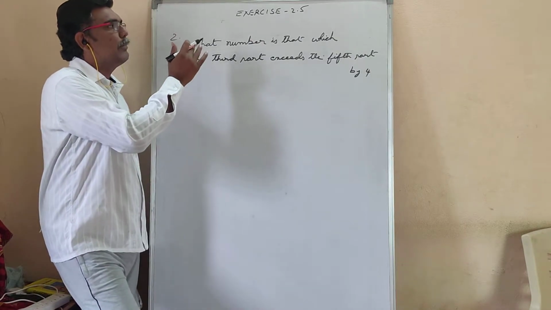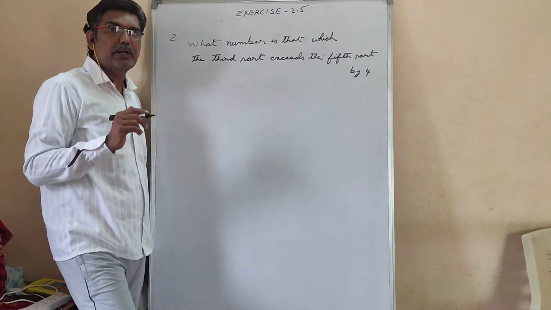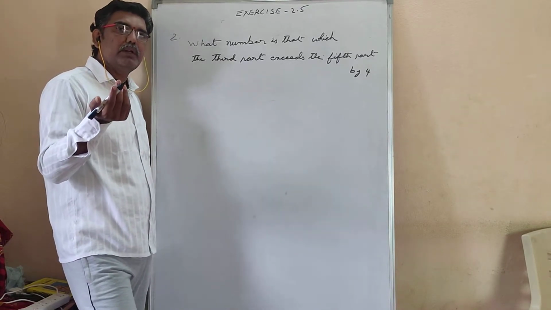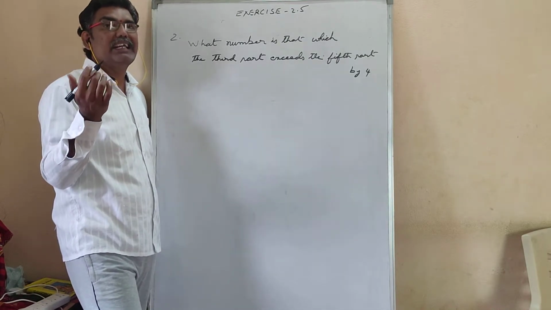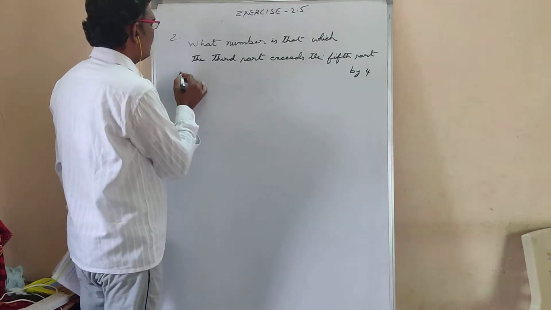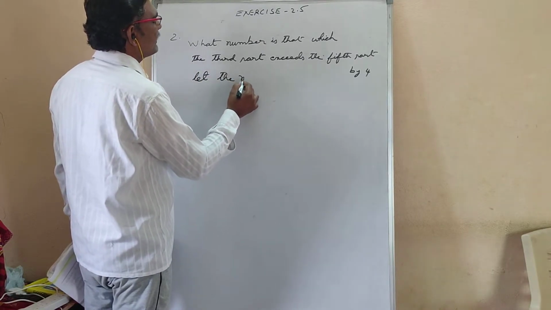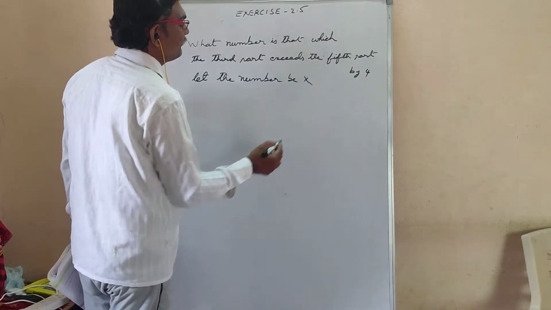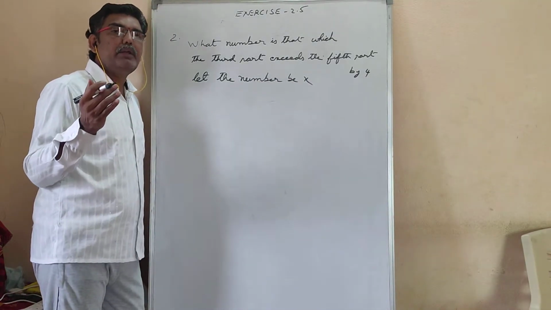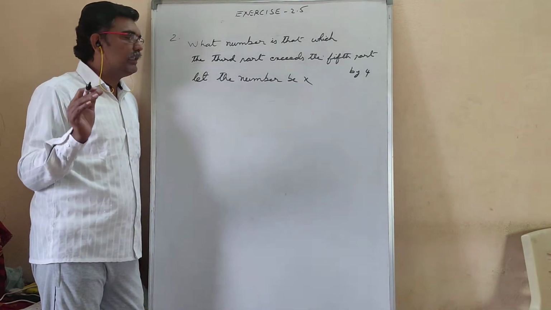Now, what number is that? What is he asking? He is asking to find a number. We don't know that number. If you don't know that number, you have to assume that number as x. So, first in the solution, let the number be x. The number whose value you have to find, you are assuming as x.